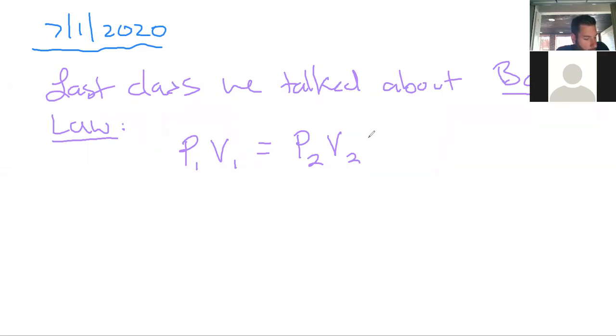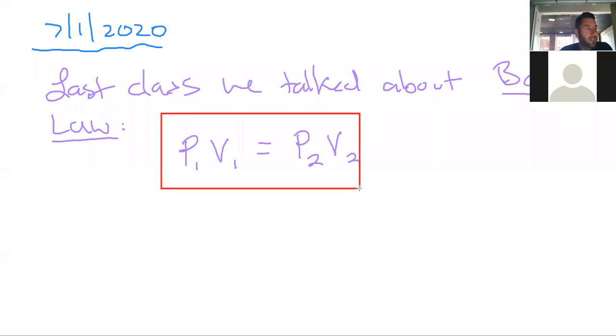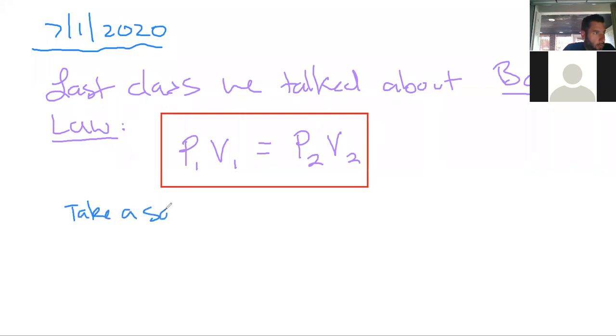So let's say in English what we mean by this. If this is our Boyle's law mathematical description, if you take a sample of gas, and I'm going to put gas in parentheses, the reason is, if you remember, we did not define gas at all on Monday. In fact, I told you I want you to ponder what is gas.